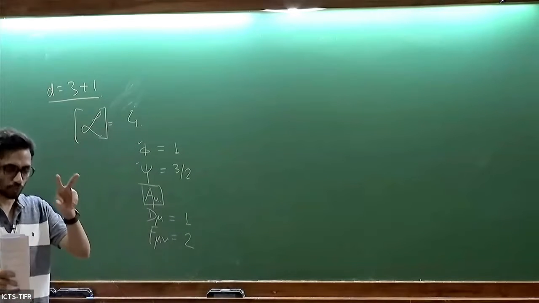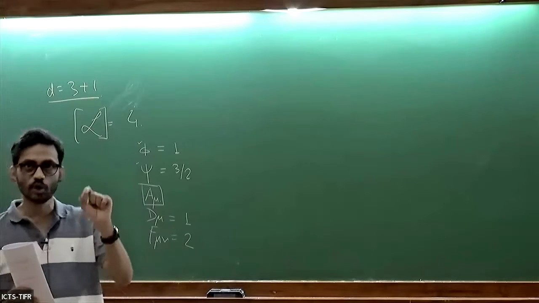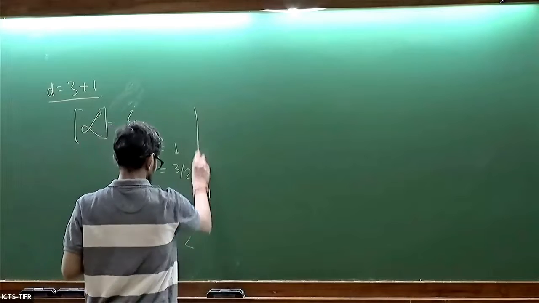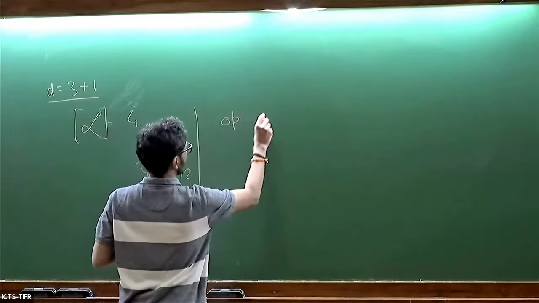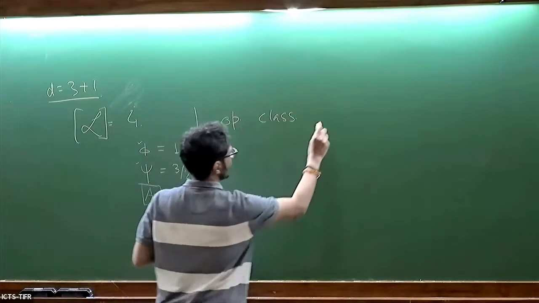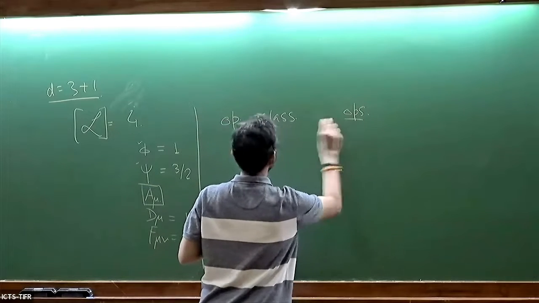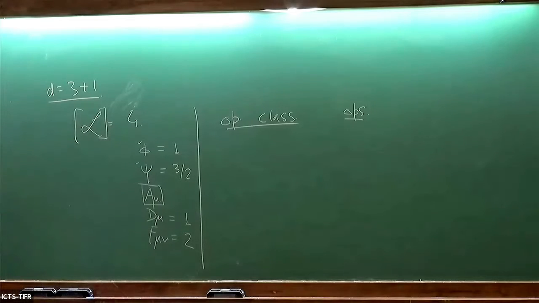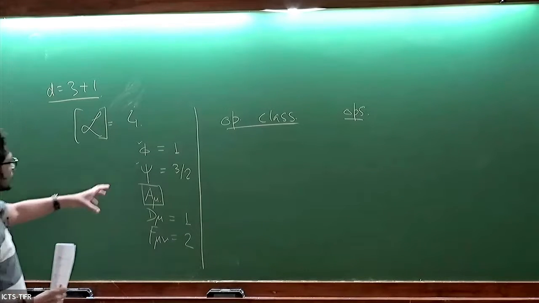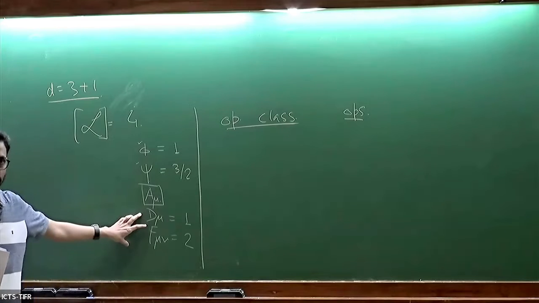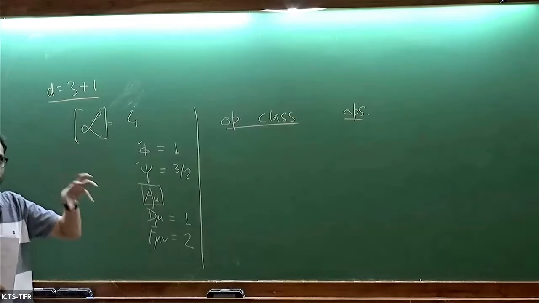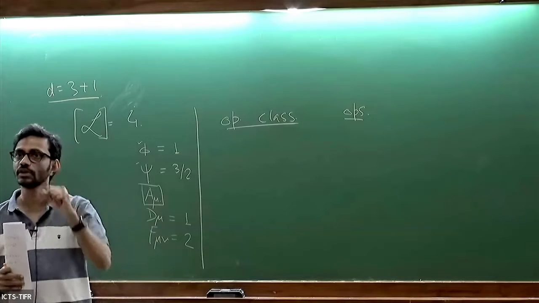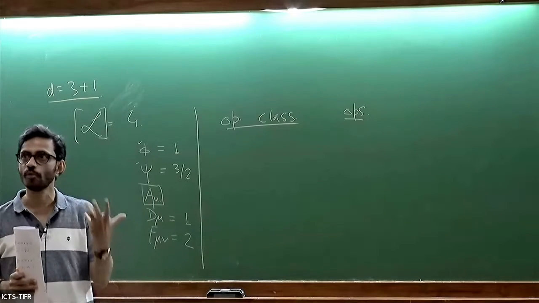Now there are 2 concepts here. One is operator class, and the other is the operators themselves. Now, what is the operator class? If you start with these 4 configurations, then for each mass dimension, how many Lorentz invariant structures you can construct will give you the operator class.